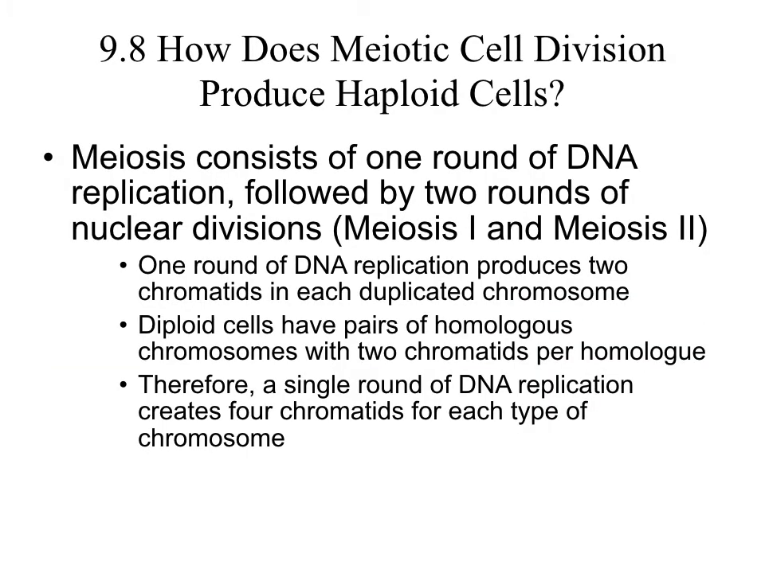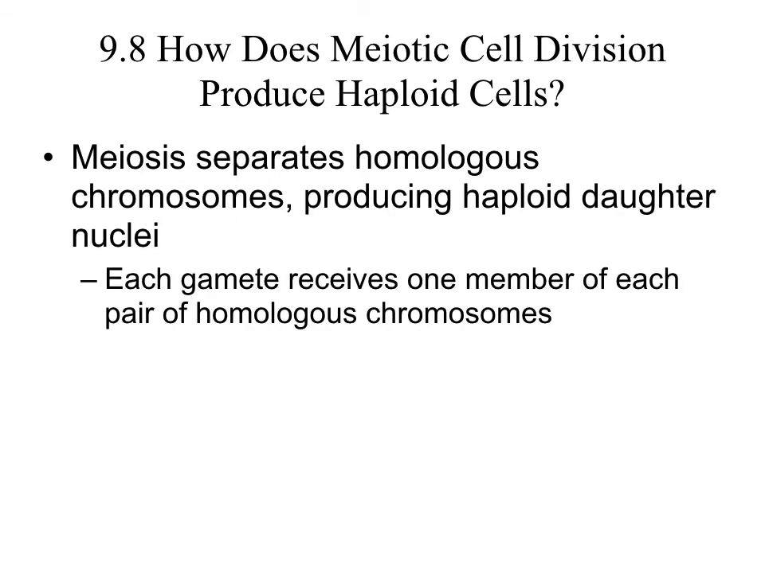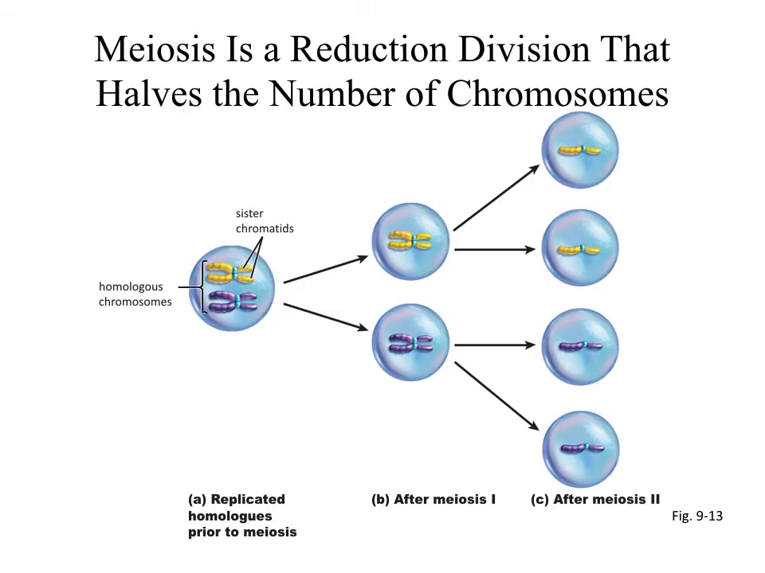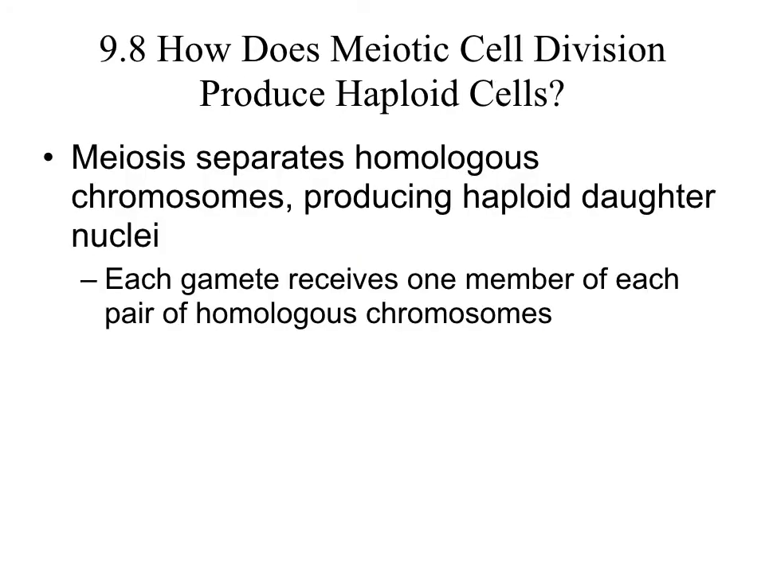Meiosis consists of one round of DNA replication followed by two rounds of nuclear divisions, Meiosis I and Meiosis II. So if you ever hear Prophase 1 or Prophase 2 or Metaphase 1 or Metaphase 2, you automatically know what type of replication we're talking about. It's not mitosis, it's meiosis. We have to label it 1 or 2 because there are two rounds of that division.